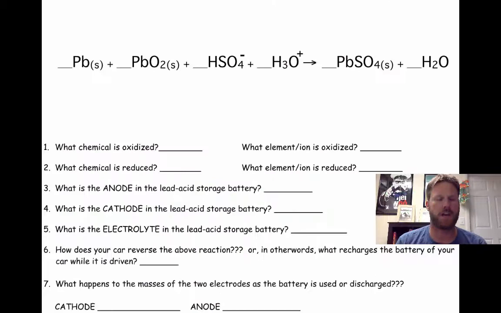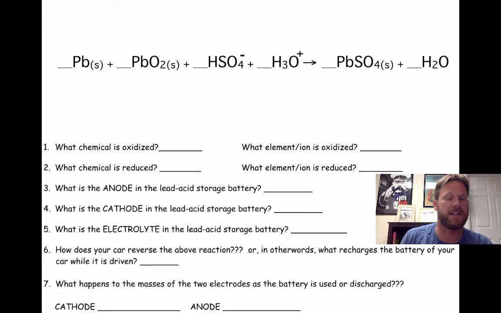This is the reaction that occurs inside of a lead storage battery. A lead storage battery is the battery found in most automobiles. Let's go ahead and balance this reaction using the electron transfer method, starting with oxidation numbers.